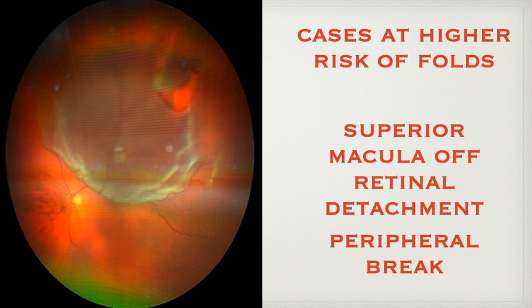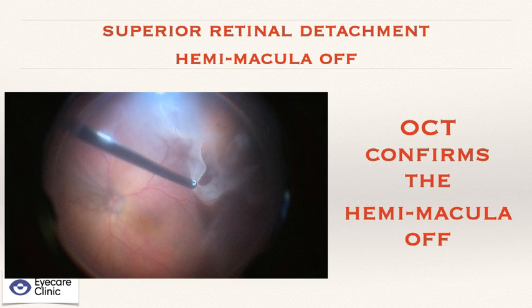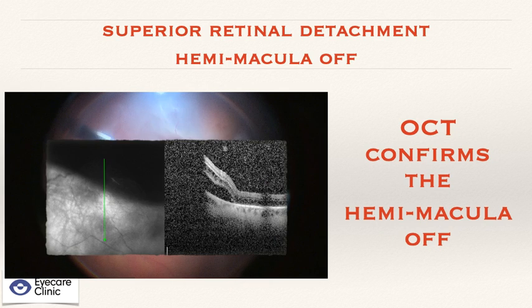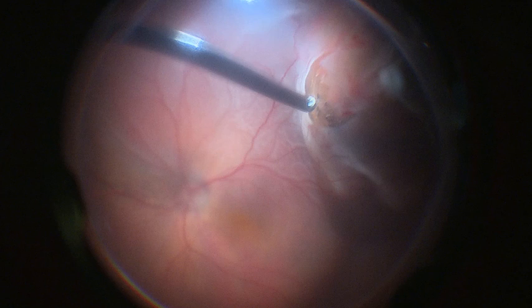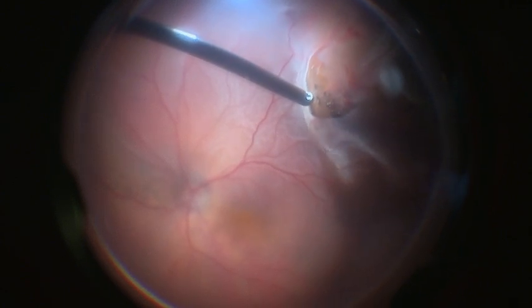Any type of detachment is at risk of displacement and fold, but the significant lesions are the ones that affect vision at the posterior pole. Hence, the detachments at higher risk are the superior detachments involving half of the macula. This is in fact an example of retinal detachment with half macula detached, as confirmed by the OCT. I am treating this detachment with a complete vitrectomy and with the drainage of subretinal fluid through the break and with fluid air exchange.